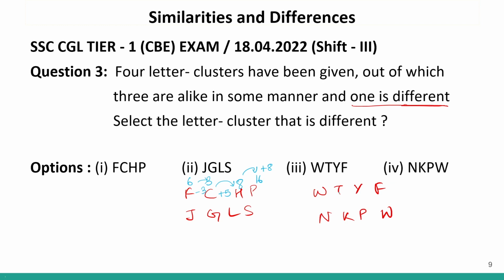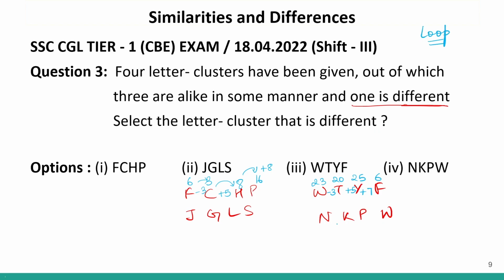Let us check for WTYF. W is ranked at how much? W is 23, T is 20, Y is 25, and F is 6. Correct? Here I can see a reduction of -3. Here I can see an addition of 5. And here I can see an addition of 7 positions. Right? We use the concept of loop, if you remember.